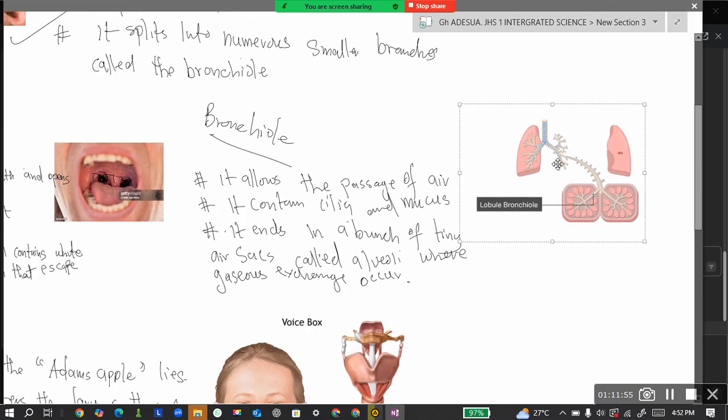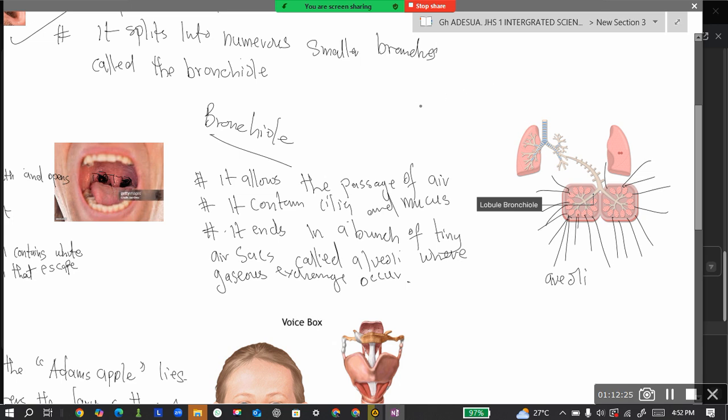Okay. So there are the bronchioles, as you see over here. What do we say? They also allow air passage, right? They also contain cilia and mucus, right? They also end in a branch of tiny sacs. This bunch of tiny sacs you see over here is what we call the alveoli. This is what is filled with air anytime you breathe.